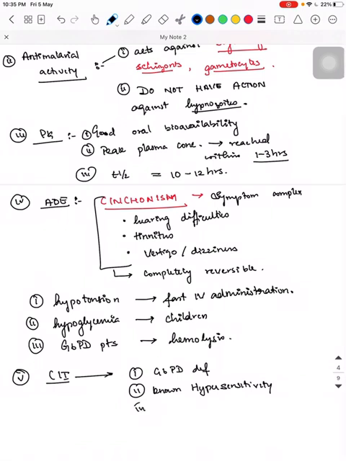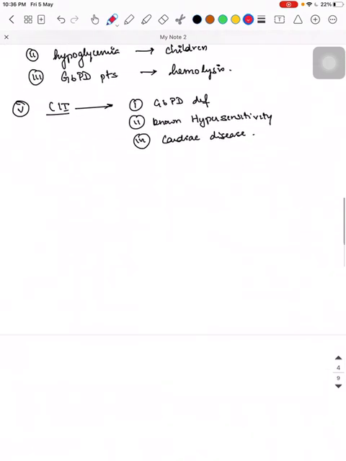So what are its contraindications? The contraindications are G6PD deficiency, known hypersensitivity, and cardiac disease. So this is about quinine. Next we will see the third common drug, that is primaquine.